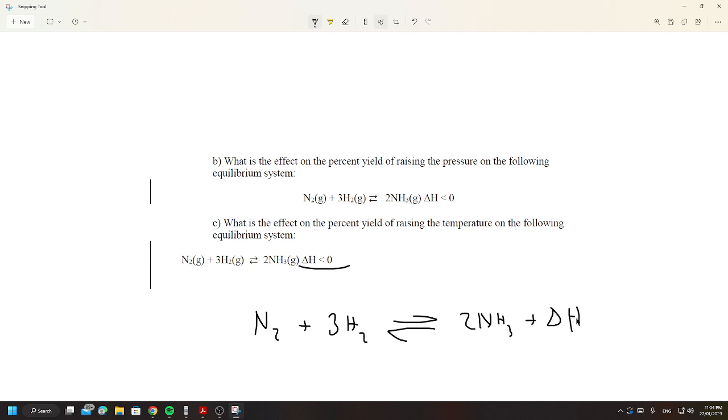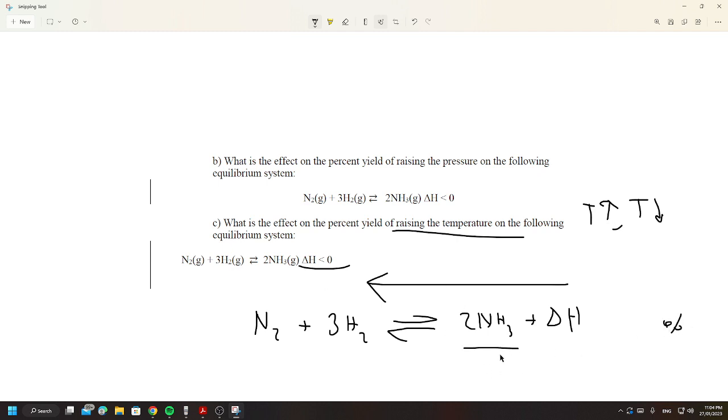Since the reaction is exothermic, heat is being produced. So what is the effect of raising temperature? Temperature was raised, therefore the system would try to decrease the temperature, so the backwards reaction will be favored. So in this case, the percentage yield will decrease, right? Because the products are going to be consumed here to decrease the temperature, right?